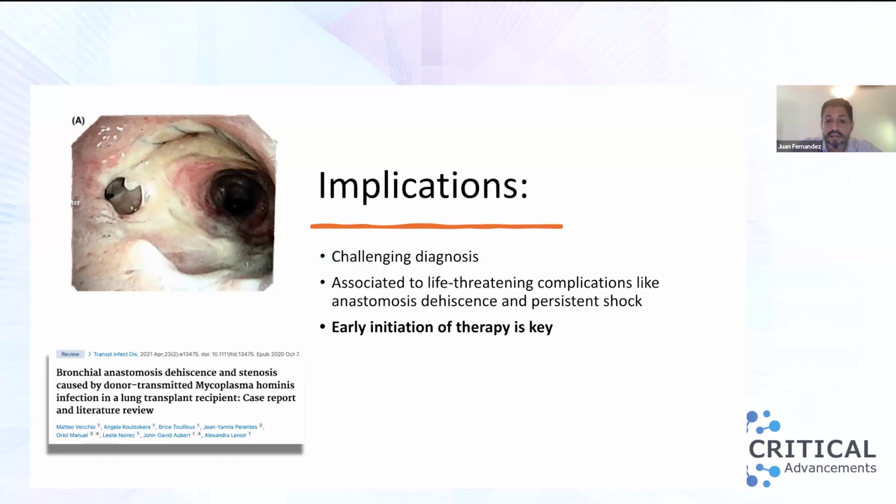This is just to emphasize that the early initiation of therapy is key, as multiple case reports, including data that we will be presenting next year on early identification of Mycoplasma, has really decreased the risk for these complications if the treatment is initiated early, only possible with early detection of these really, really hard to identify pathogens.